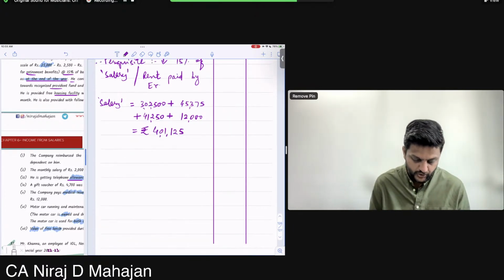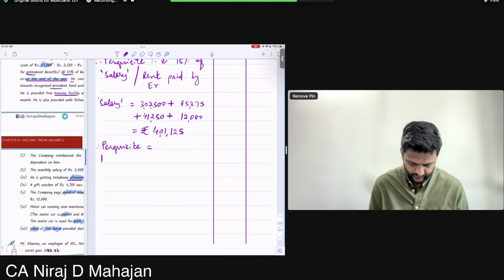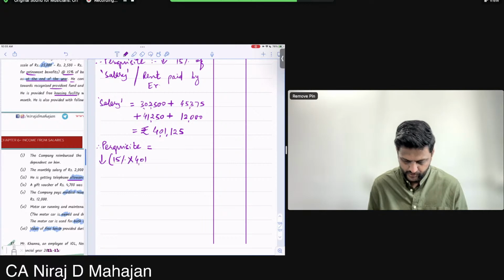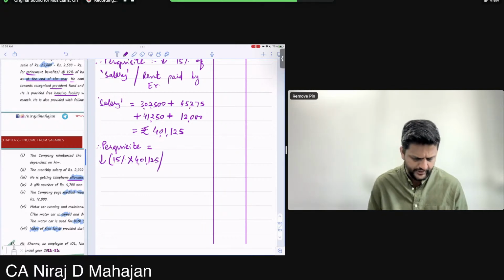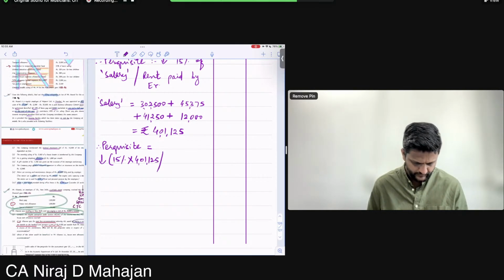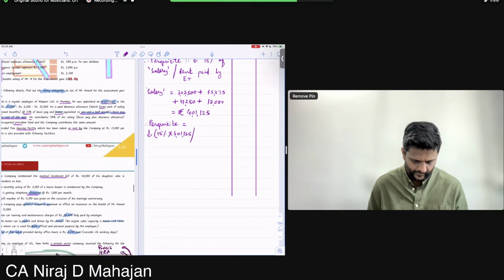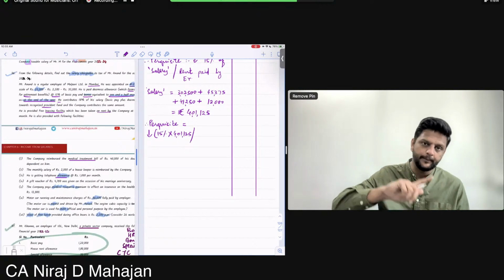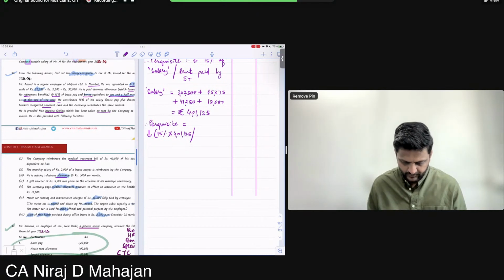So therefore perquisite is what? Lower of what? 15% of 4,01,125, or how much rent is he paying to the owner? 15,000 per month, okay? Company to the owner. 1,80,000, no?